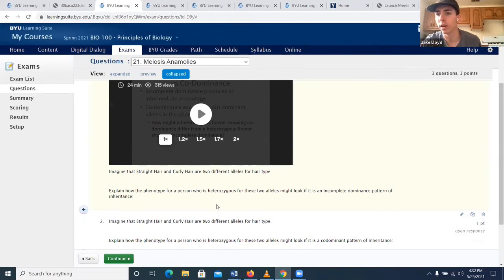Okay. Super quick. Also, just while you're on this, I was just wanting to confirm with the straight hair, curly hair, if it was codominance, would that just be a mixture then of straight and curly hair? Yeah, one hair would be straight, the next one would be curly. Okay, sounds good. Be an odd look for sure.